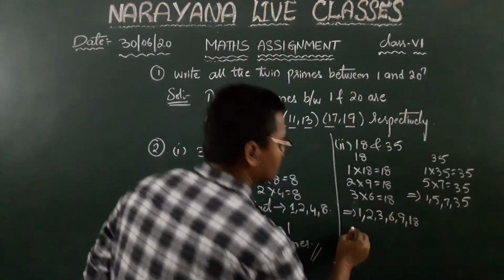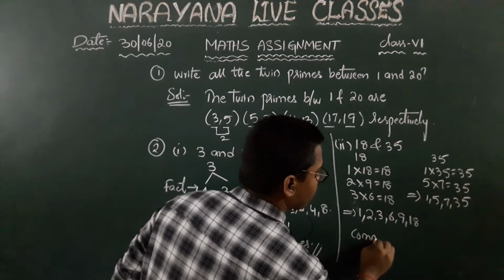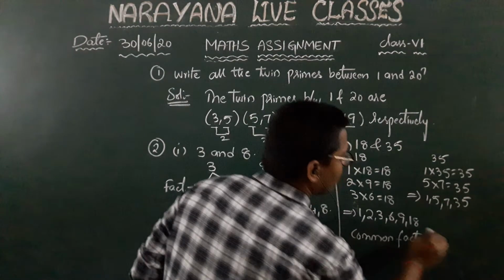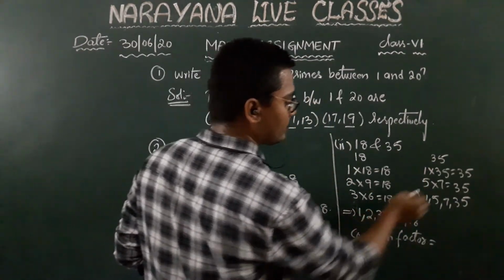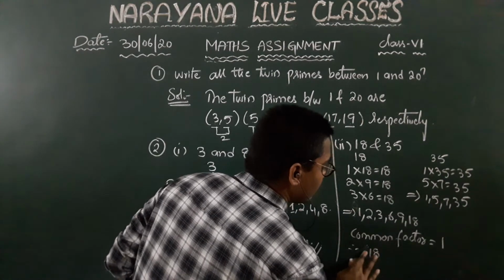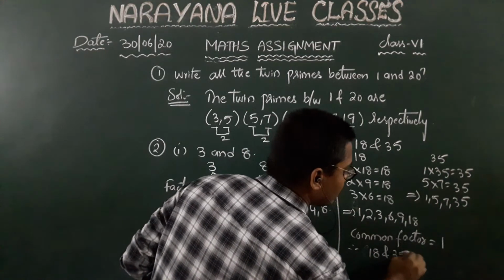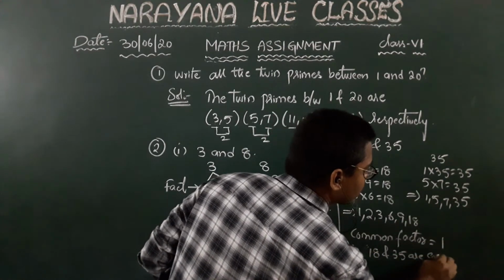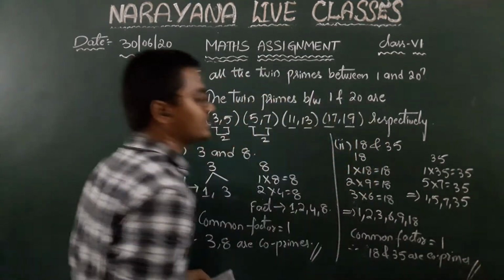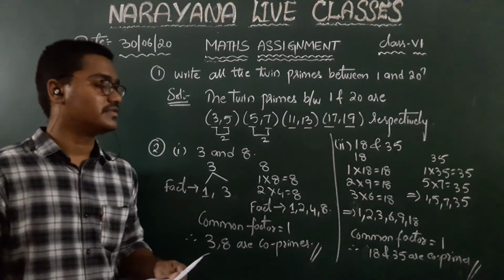Now the common factor among these is what children? 1 is the only common factor. Yes or no? 1 is the only common factor. So therefore 18 and 35 are co-primes. I hope it is clear to everyone children.